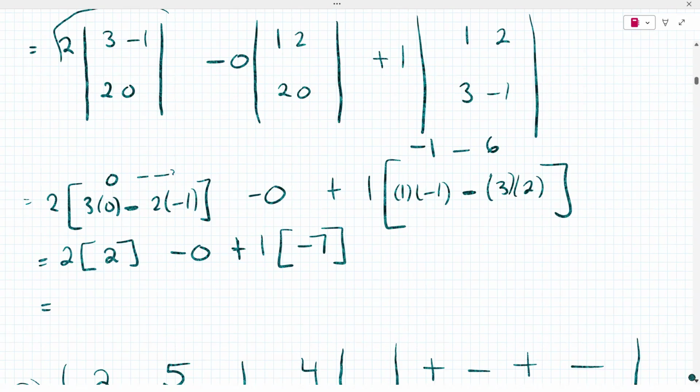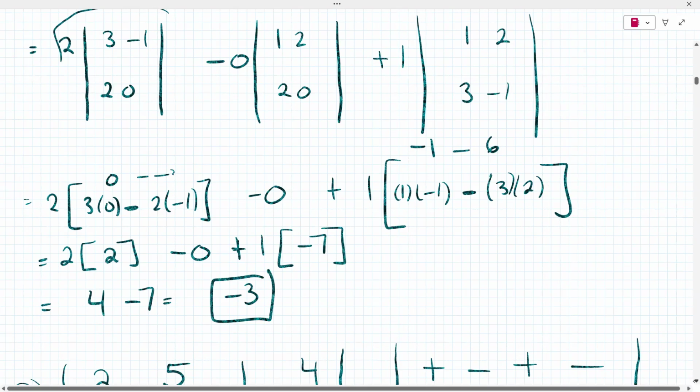Put it all together, 2 times 2 is 4. 1 times -7 is -7. 4 minus 7 is -3. So the determinant of that 3 by 3 matrix is -3. Okay. Later on, there's an easier way.